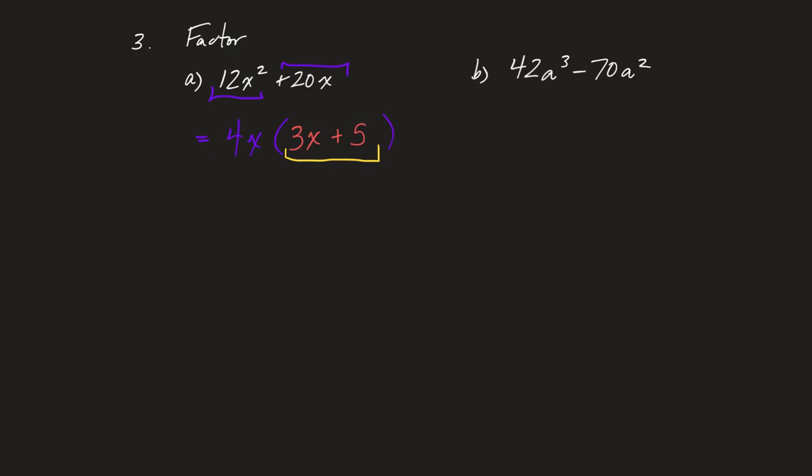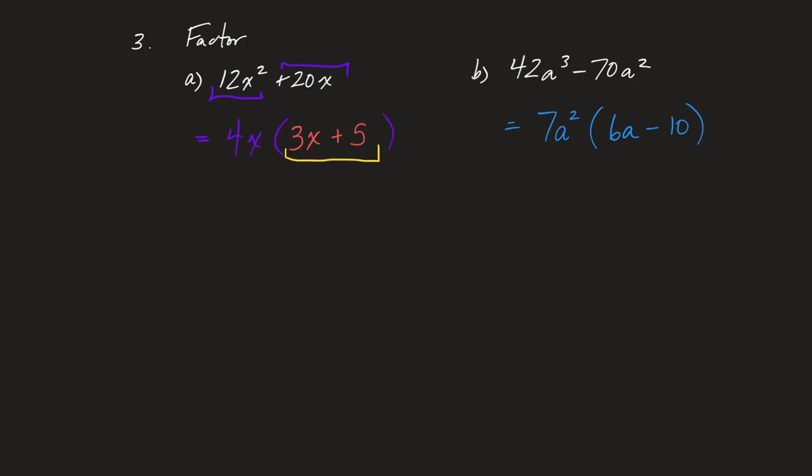Okay, if you need to pause the video to jump into B on your own, then do so. Otherwise, we're just walking through a solution to that one. Between 42 and 70, maybe I look at that and I go, hey, I've got a common factor of 7 that I know goes into both of those. And there's at least an a squared in both of those terms. So if I factor out a 7a squared from the first term, that leaves me with a 6a. And if I factor out a 7 from the 70, that leaves me with a negative 10.